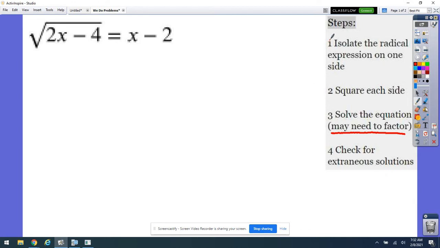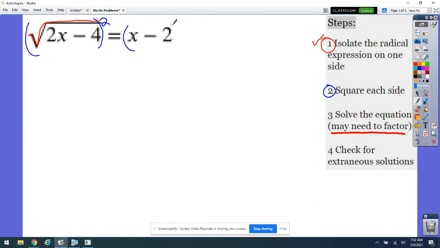So I'm going to start with the first step, and that is isolate the radical expression on one side. So if I take a look, here's my radical expression here. It's already by itself on one side, so we're good to go there. So I don't have to do anything extra. Step 2, though, says square each side. So basically, I'm going to undo the square root, so the inverse.